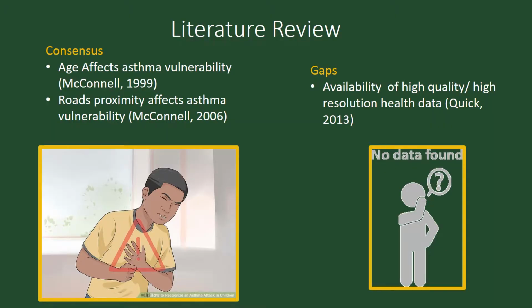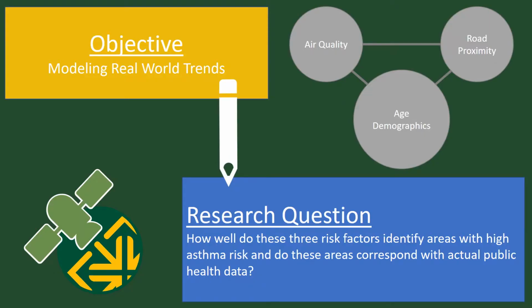Several studies have shown that age plays a significant role in respiratory illness. Also, there's consensus that proximity to roads can also affect respiratory health. The most widely observed gaps are due to the lack of high-quality, high-resolution health data, and this was a challenge for this analysis as well. Our project examines possible correlations between California air quality, road proximity, and age demographics. Using public health data, we will determine if these factors can successfully model real-world conditions.